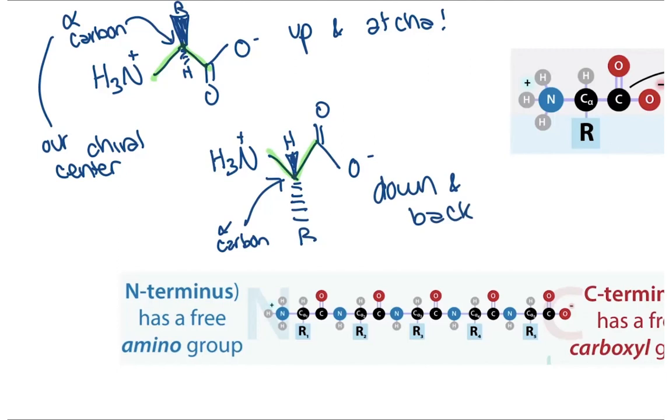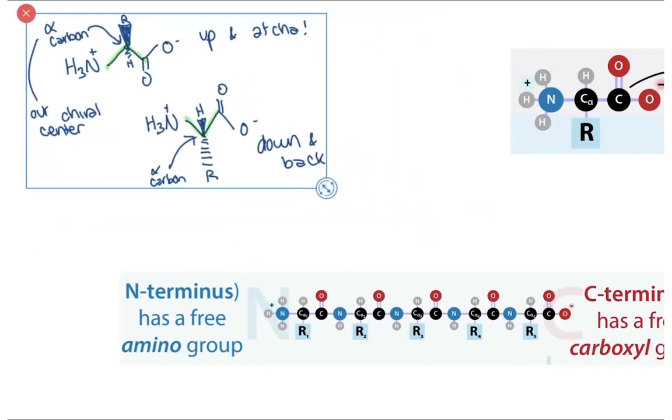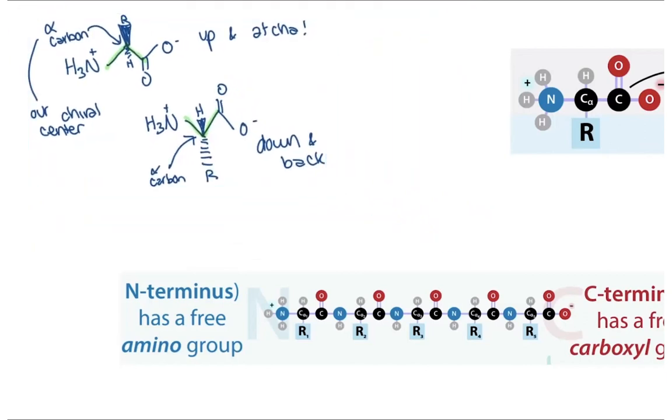Okay, so that is when you have individual amino acids. And then when they link together, they're going to form these chains. And we'll talk much more about peptide bonds and peptides. But for now, the reason it's really important to know both of these is because when these amino acids link up, they're going to alternate going up and down, so up and at you, and then down and back.